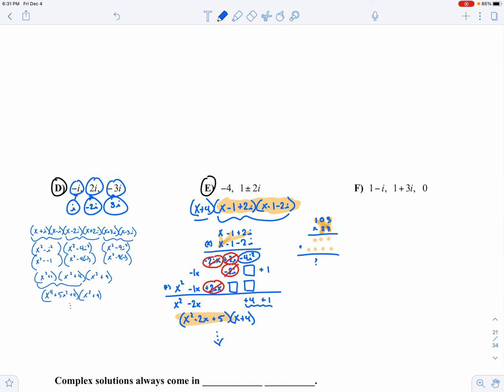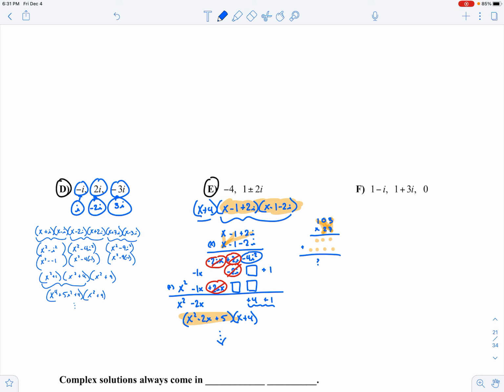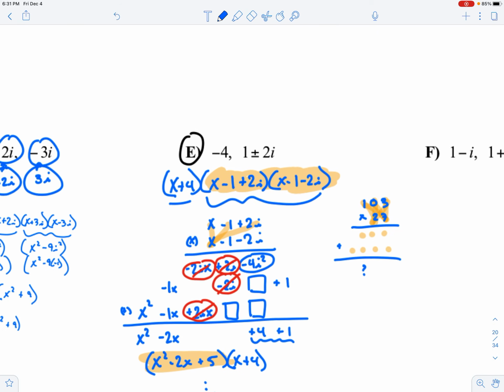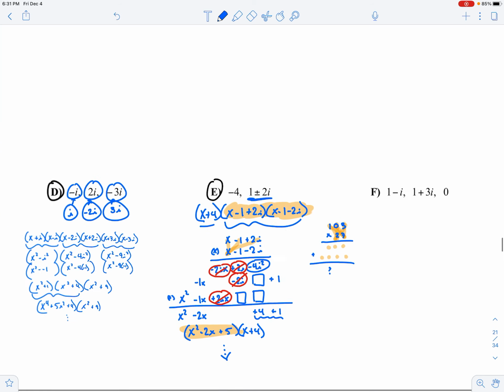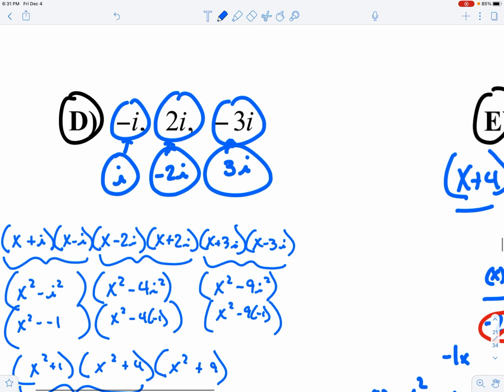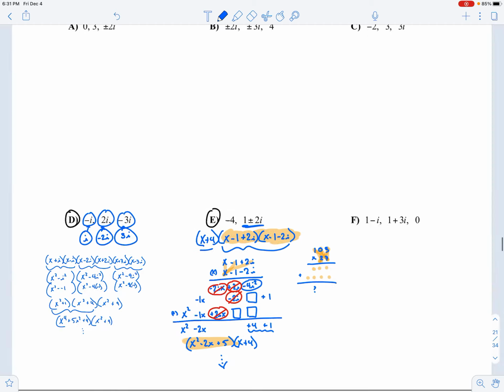So rather a long video, but if we were in class, that would have taken 20 or 30 minutes. You've had a chance to see kind of what to do when you have two things. You've had a chance to see what happens whenever you don't have all the roots given to you, but you have to make sure you remember all of the roots.